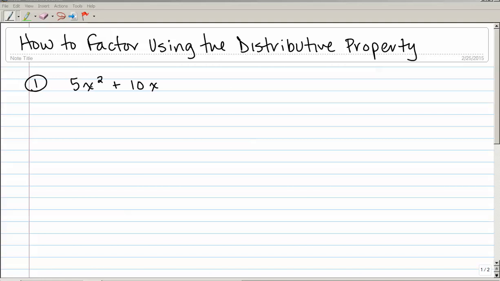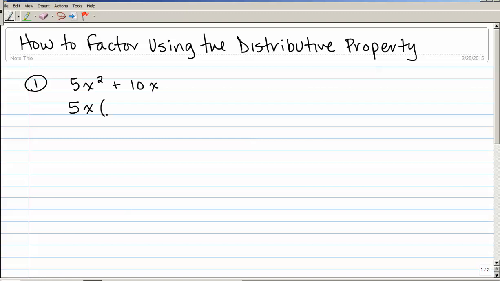I want to ask myself, what is the largest number and the greatest number of variables that goes into both 5x squared and 10x? Looking at the 5 and the 10, I know that both are divisible by 5. So 5 is going to go outside the parentheses. And now I look at the x's. I have an x squared and an x, and the greatest number of x's that I can divide both of those by is 1x, or x to the first power.